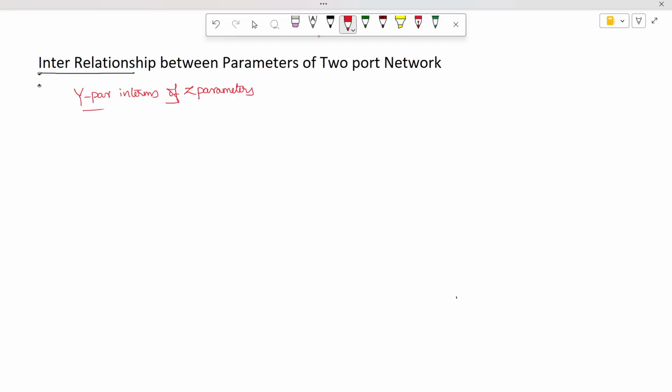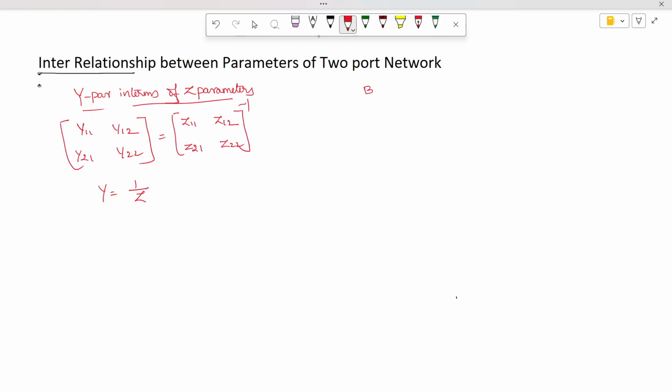So how to represent? It's very simple. First write down the y parameters: y11, y12, y21 as well as y22. So these are the y parameters. We have to express them in terms of z parameters, that is equal to. Actually y is equal to 1 by z. So I am writing it as z11, z12, z21 as well as z22, and the inverse of this we have to find out.